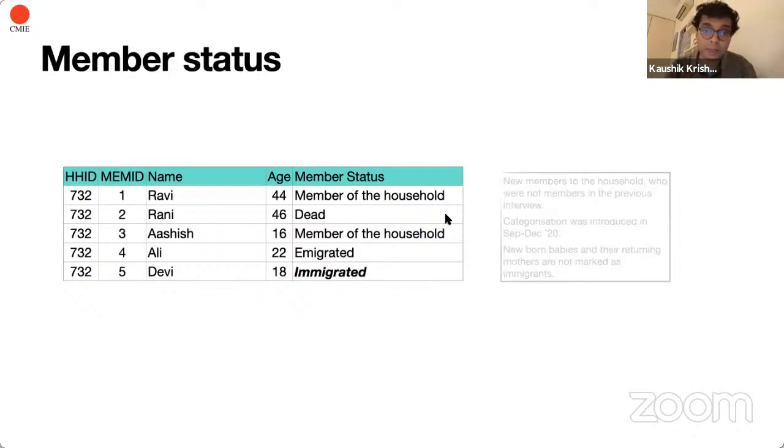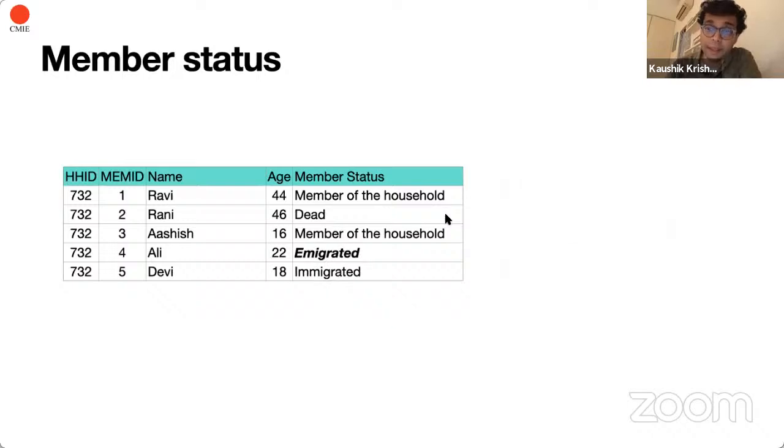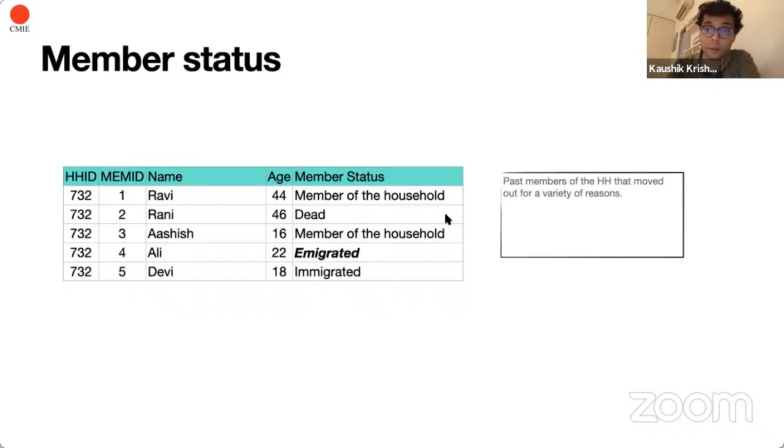But just like immigrants, we also have emigrants with an E. Emigrants with an E are out migrants, people who've left the household. These are past members that moved out for a variety of reasons. Here again, just like with immigration, we capture why they left the household as well as where they went. This is again very vital and important information that can be used by researchers.